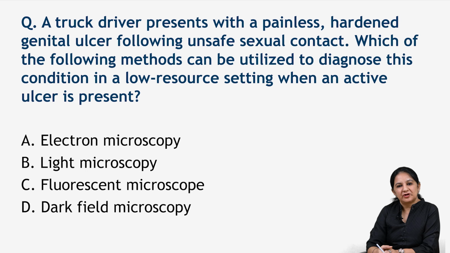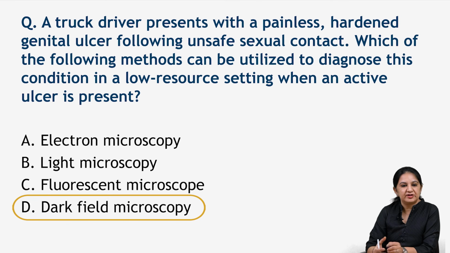Next question. A truck driver presents with a painless hardened genital ulcer following unsafe sexual contact. Which of the following methods can be used to diagnose this condition in a low resource setting when an active ulcer is present? See, the history itself gives you an idea of the diagnosis. It could be primary syphilis: truck driver, painless, hardened genital ulcer, unsafe sexual contact, and an active ulcer is present. For syphilis in a low resource setting, what is the first step for investigation? It is your dark field microscopy, right?